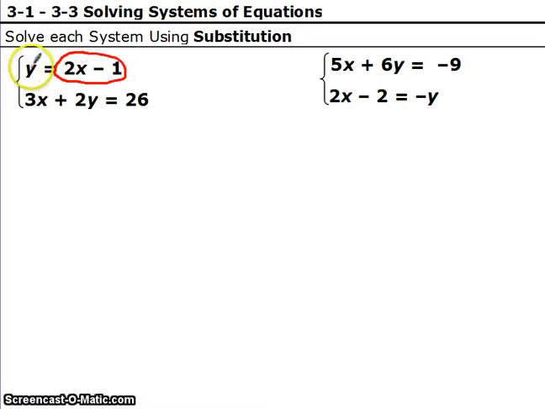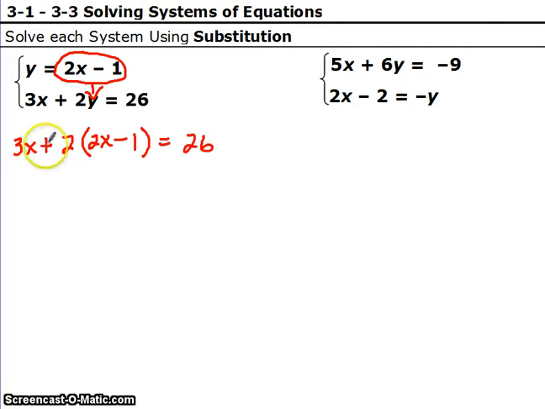As long as one of them is solved for a variable, we can take what that y equals. Y equals this, which means in the second equation, I can replace y with that. It's like substituting butter for margarine in a recipe for baking cookies. We're substituting two things that are equal for each other. So that's going to turn this into 3x plus 2, and then I'm going to put what I'm substituting in parentheses. So I'm putting in 2x minus 1 for y, substituting that in, and then that equals 26.